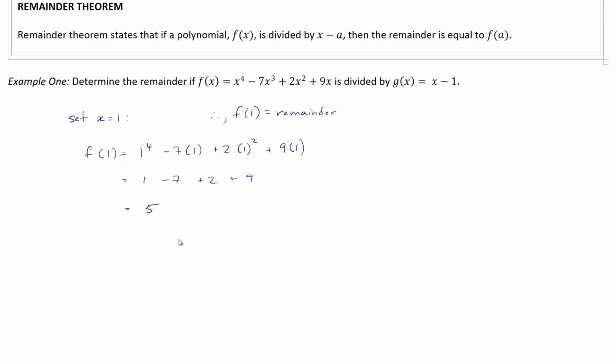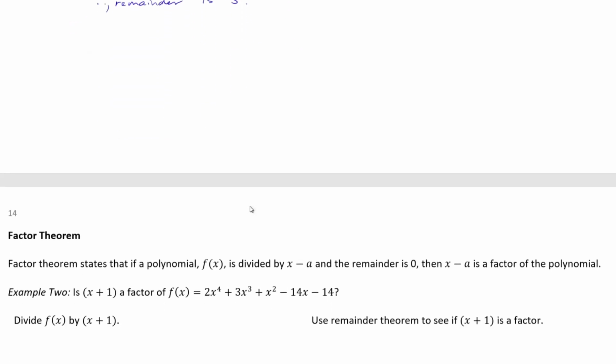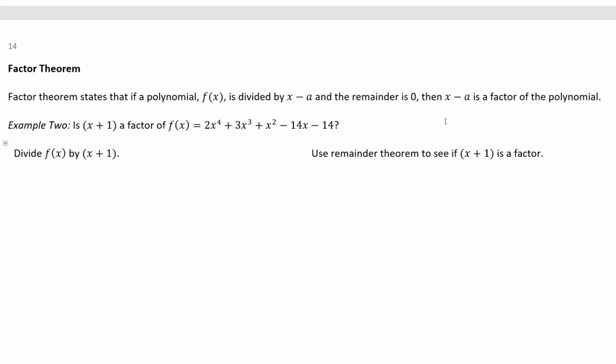And so what you'll find is that when you input the value that we see here, f at a, the remainder is returned. So therefore the remainder is 5. And this is something that we saw previously in dividing polynomials, but this is going to help us with our factoring as well.